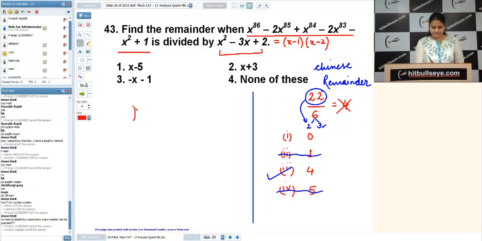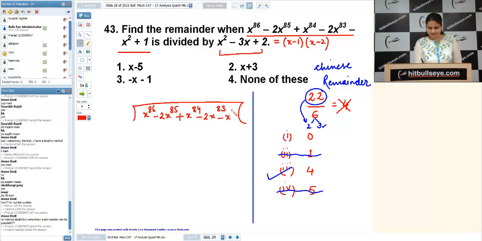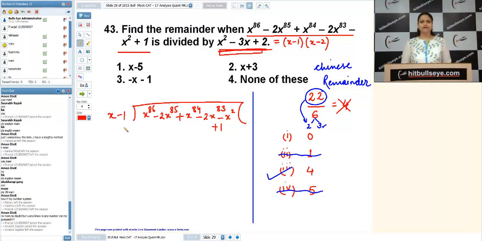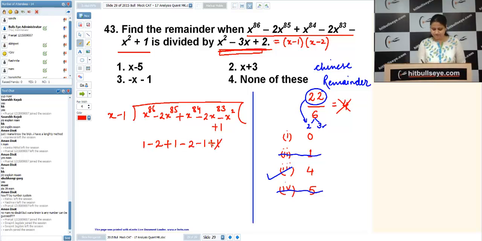Now I am taking the dividend, which is x raised to power 86 minus 2x raised to power 85 plus x raised to power 84 minus 2x raised to power 83 minus x square plus 1. That is a big dividend. Now instead of this number, I'll divide this number by x minus 1. Now time to apply the remainder theorem. How can you calculate remainder by x minus 1? By replacing x by 1. So if I replace x by 1, I'll get this remainder which comes out to be minus 2.